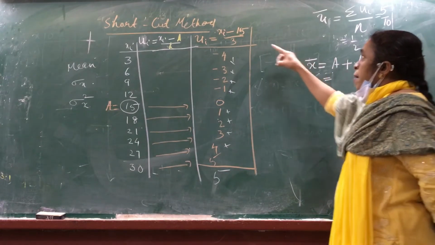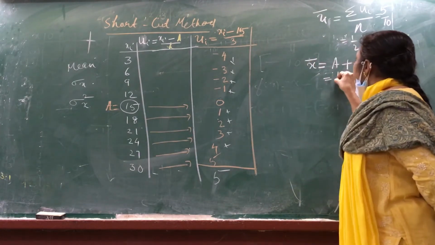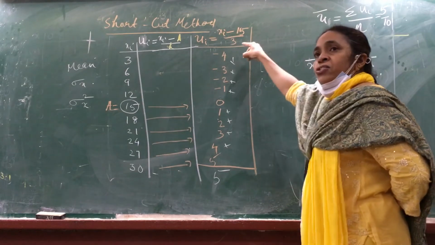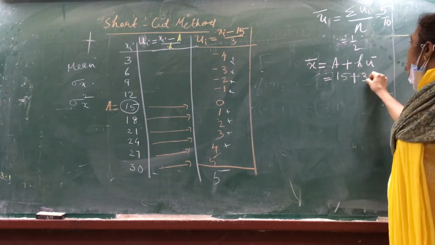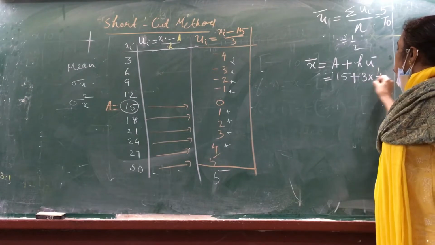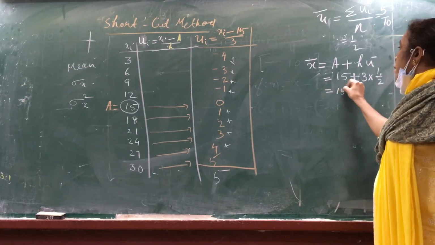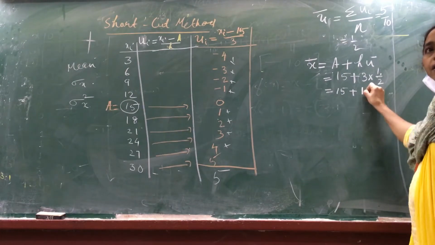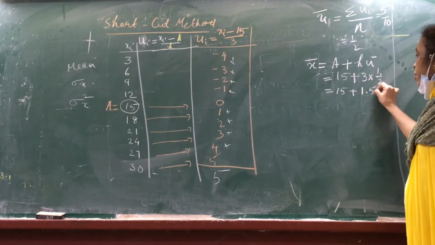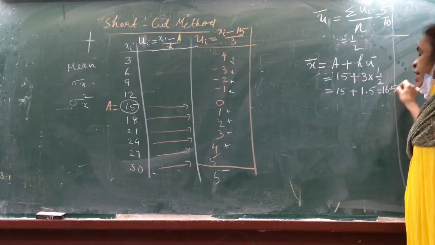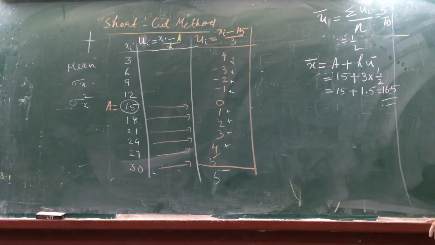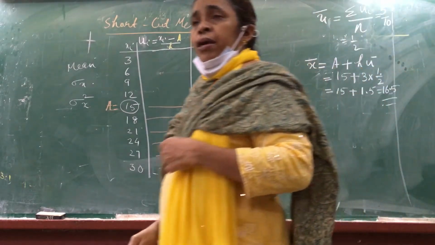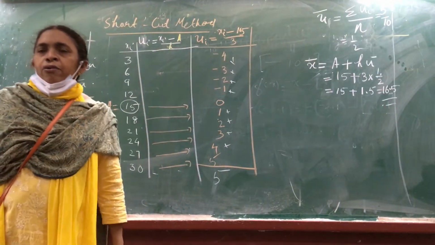And what is your a? 15. Plus what is your h? 3. What is u bar? 1 by 2. That means 15 plus 3 by 2. 3 by 2 is 1.5, right? 1.5. And it is 16.5. Yesterday we got the answer 16.5 as well. Okay, so if the question is only to find the mean by using the shortcut method, you can do this.